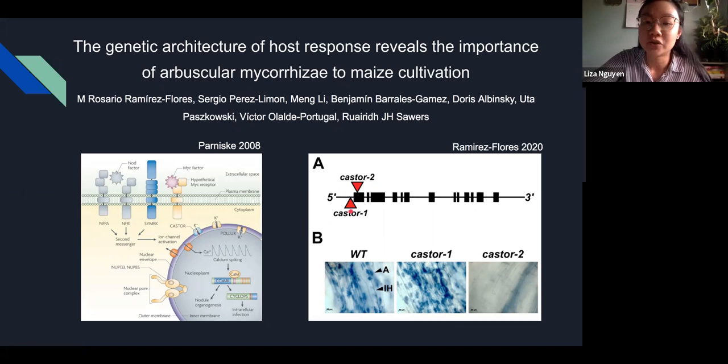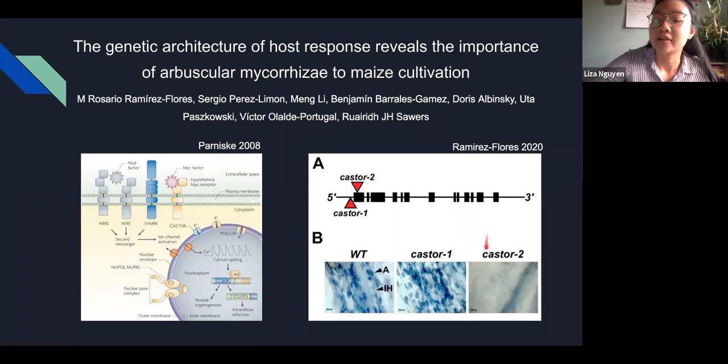And she was able to demonstrate that the second insertion here, castor2, because it's in the first exon of the gene, renders it non-functional. And therefore, you don't see any mycorrhizal colonization. So because this castor protein is essential for mycorrhizal colonization to occur, rendering it non-functional leads to this constitutive phenotype where you don't see any intraradical hyphae or arbuscules present compared to a wild type plant.